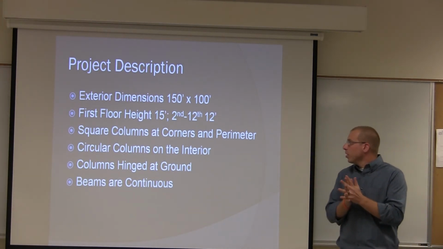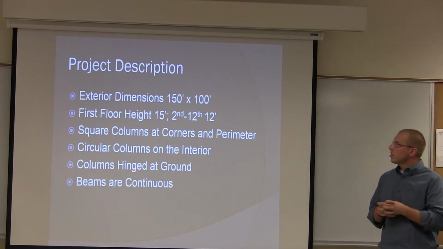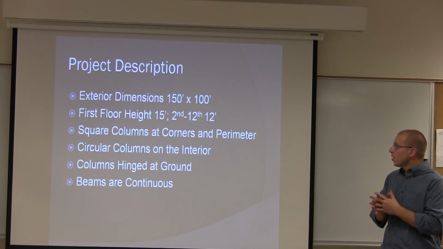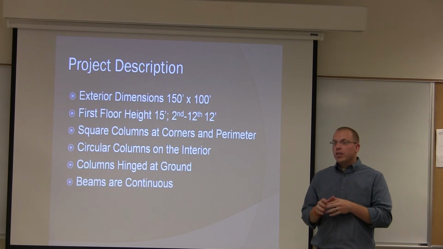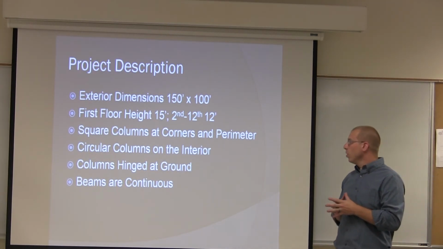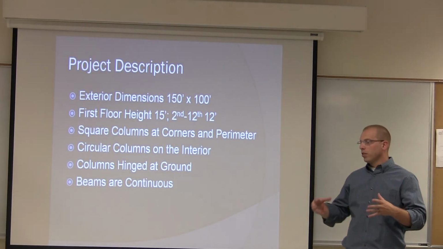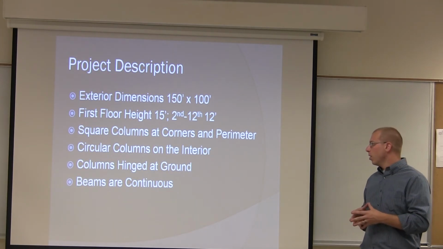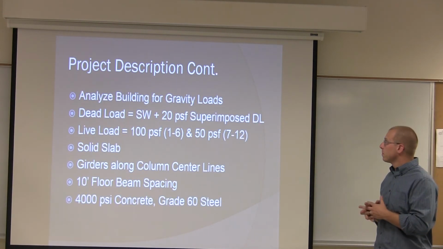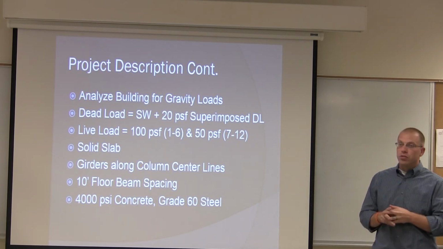Our project description, as everybody else has stated: we have exterior dimensions of our building of 150 feet by 100 feet. Our first floor height is 15 feet, and every additional floor up is 12 feet. We were required to use square columns at the corners and around the perimeter, and circular columns on the interior. All columns are hinged at the ground, and the beams are continuous. We are to analyze the building for gravity loads.